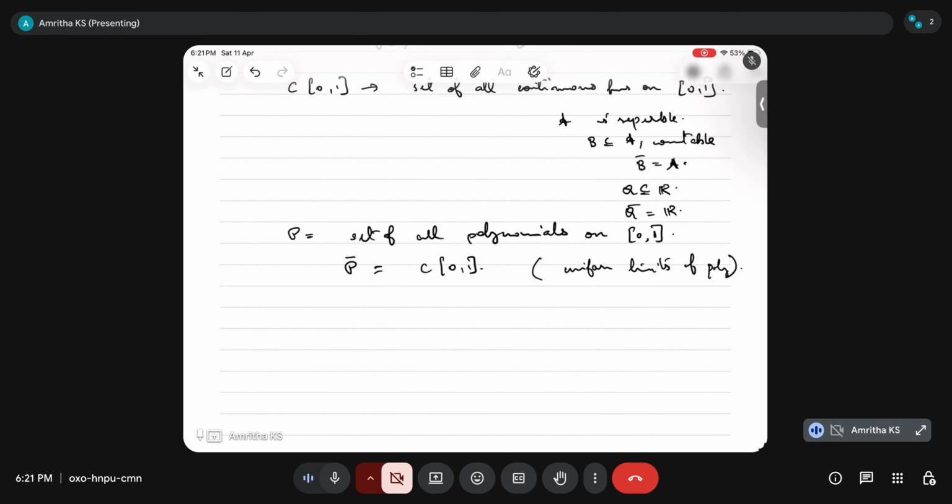So this is this. Now one should show that the set of polynomials on [0, 1] is countable. Yeah, but that is not countable. This is an uncountable set. But a subset of it is countable, for example, the set of all polynomials on [0, 1] with rational coefficients.